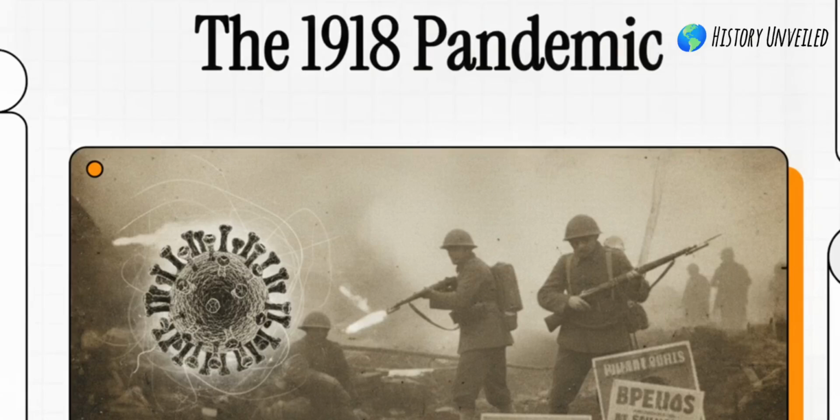Welcome to This Explainer. Today, we're diving into a genuinely dark, absolutely fascinating, and wildly misunderstood chapter of history. We're looking at a time when the world was already engulfed in chaos, only to be hit by something far, far worse. We're going to uncover how a microscopic virus became the second deadliest plague in human history, hiding quietly behind the smoke, gunfire, and propaganda of World War I.